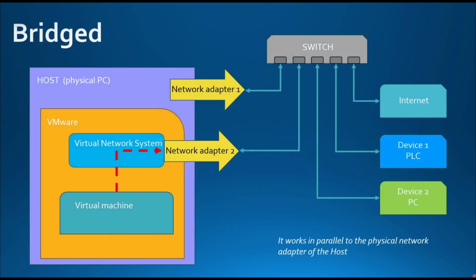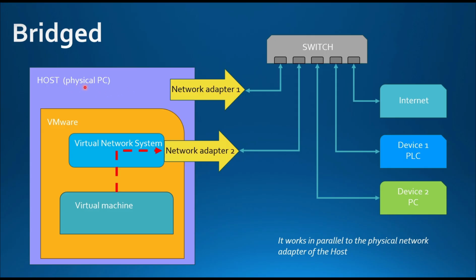This is usually the most used mode. In this mode, the virtual machine behaves like a completely independent device on your physical network. It is as if you had connected it directly to your switch with its own cable. The most important thing is to understand that it works in parallel to the host's physical network adapter. How does it work? To understand it easily, let's look at this connection diagram.